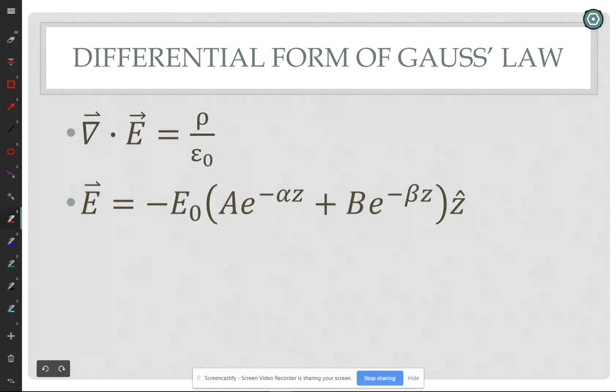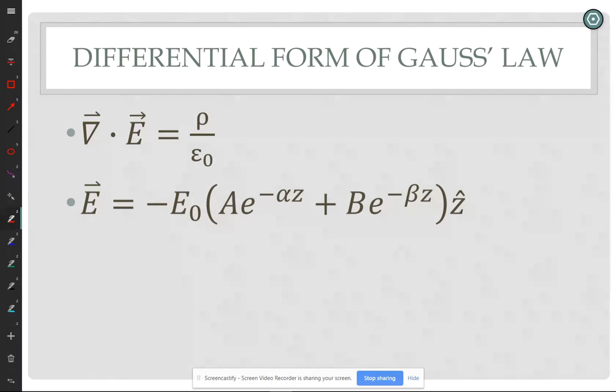So problem number 5 has the differential form of Gauss's law. Now, I know I can pull it up, but I'm just going to borrow yours again. Well, I'm going to read the problem here to make sure I don't mess something up.